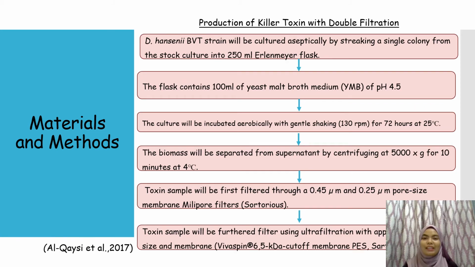Fourth, the production of killer toxin by double filtration. The Debaryomyces hansenii strain will be cultured aseptically into the Erlenmeyer flask, where the flask will be containing 100 ml of yeast mold broth of pH 4.5. Then the culture will be incubated aerobically with gentle shaking at 130 rotations per minute for 72 hours at 25 degrees Celsius. Next, the biomass will be separated from supernatant by centrifuge at 5000 g for 10 minutes at 4 degrees Celsius. Then, the toxin sample will be first filtered using the Millipore filters, and then further filtered using ultrafiltration.